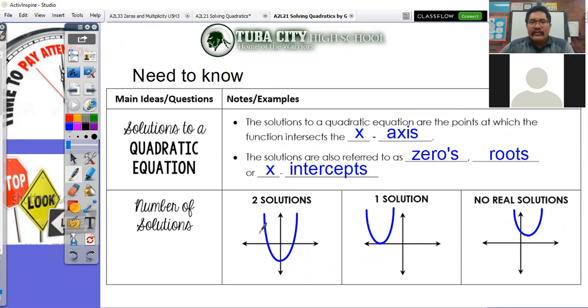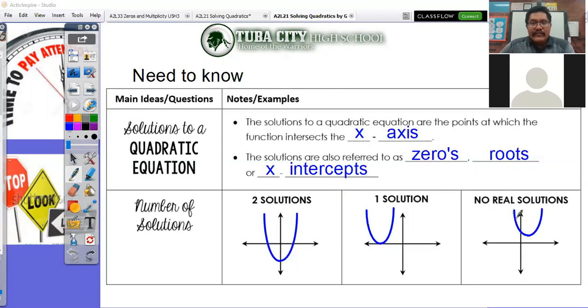So solutions to a quadratic equation. The solutions to a quadratic equation are the points at which the function intersects the x-axis. So in other words, where does it cross this axis here? You may have different kinds of solutions like we have here. We have two solutions because it crosses here and here. Or it may have one solution when it crosses once. But we call that an intercept because it's where they kind of touch. They don't have to cross each other. They can just touch and that will be pretty much the end of it.